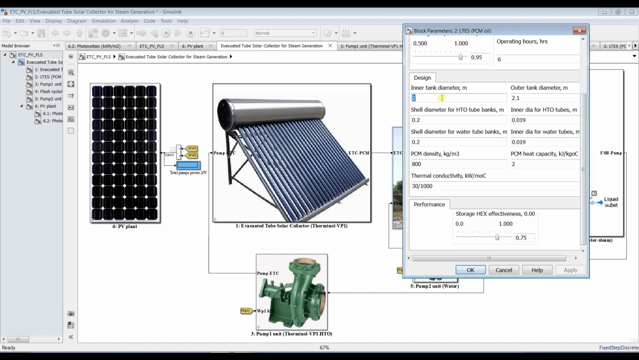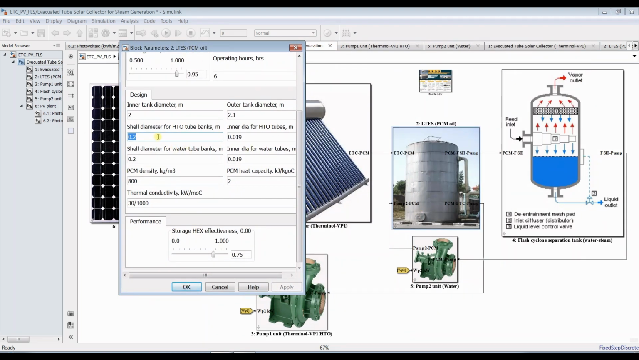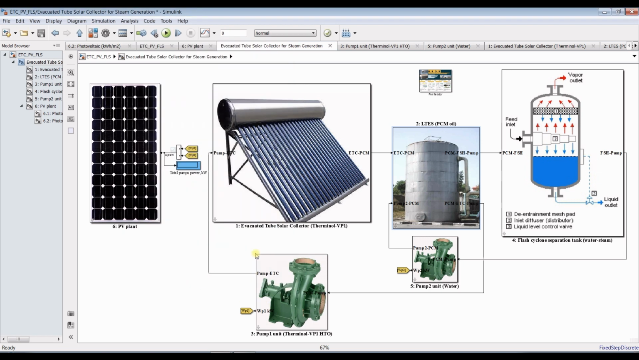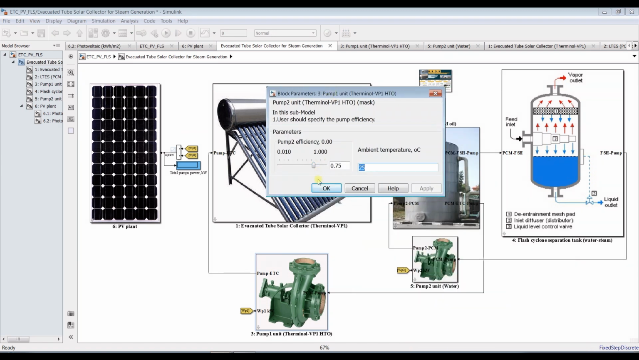Tank inner diameter, outer diameter, the tube inside the tank, and the inner tube diameter. Heat capacity: what is your heat capacity for the storage medium? It's about the medium or material of the PCM storage, and the same for density and thermal conductivity. Effectiveness: what is your effectiveness? Let's go for the pumping. This is your oil pump. You can assign temperature and efficiency.